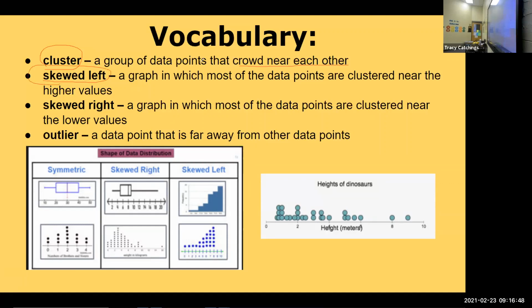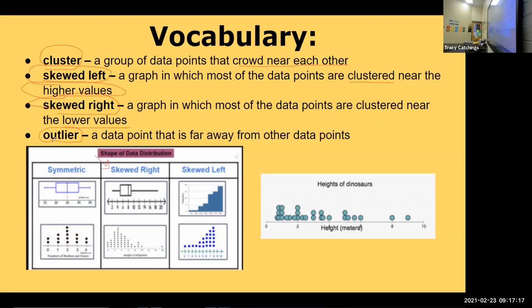All right, and then of course we have skew left and skew right, which you may have forgotten about in 6th grade. Skew left is where most of the data points are clustered near the higher values. When I taught this in 6th grade, I would tell my students they're the opposite. So if it says skew left, that means most of the points are on the right. And if I say skew right, that means most of the points are on the left or the lower end. Then of course I gave you some pictures to look at so you can see. Skew right, most are on the left, and then skew left, most are on the right.